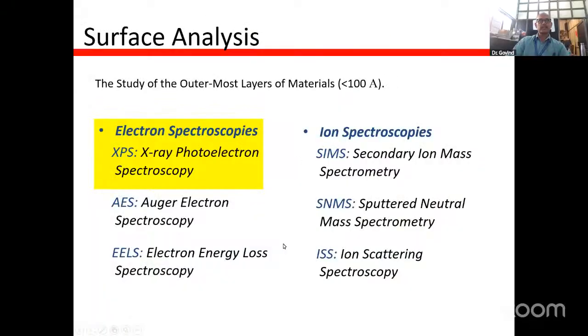Surface analysis technique gives information of the material which is less than 100 nanometers in depth. So most of the time, the XPS machine itself consists of AES and EELS. EELS also consists in your TEM analysis. So these are the attachments which go into that main machine.